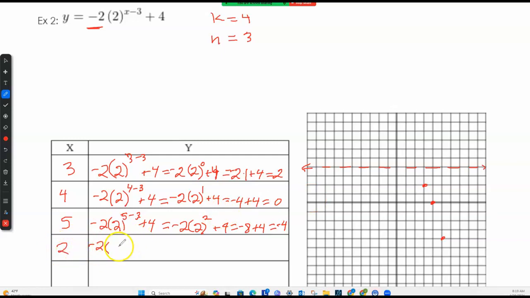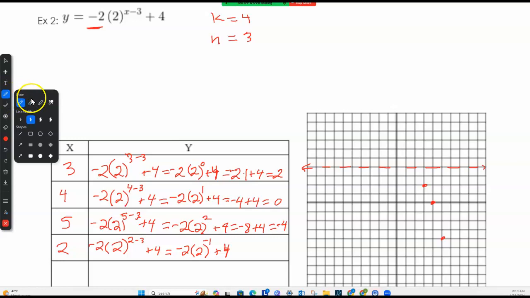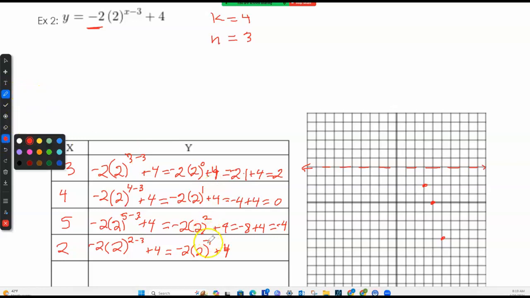Negative 2 times 2 to the 2 minus 3 plus 4. Negative 2 times 2. 2 minus 3 is negative 1 plus 4. All right, this is the first time we've seen a negative exponent. We got to know what to do with a negative exponent. Let's highlight it real quick. Let's change colors.